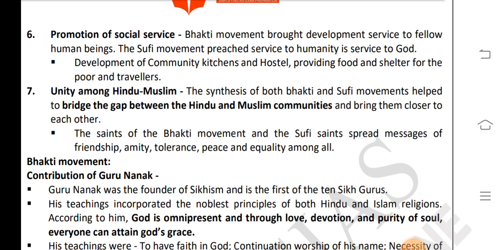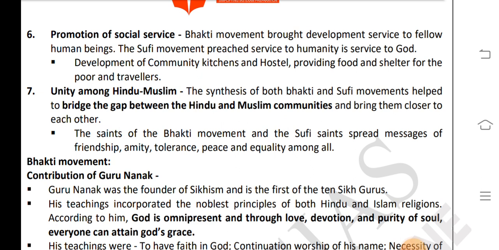Uplift of the position of women: the followers of the Bhakti movement allowed both men and women to seek salvation. Mirabai, Andal, Akka Mahadevi, and Bibi Fatima, the first woman Sufi Sant of India, were some women Sants. Both movements also condemned female infanticide and promoted the freedom of women, and promoted social service.